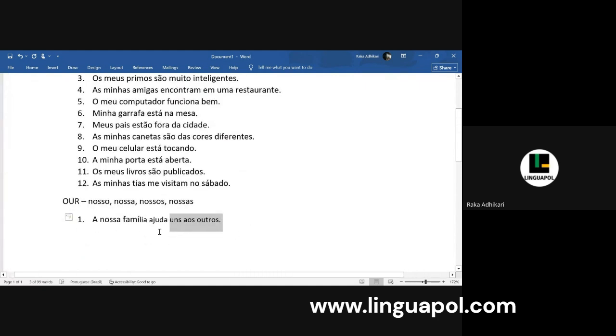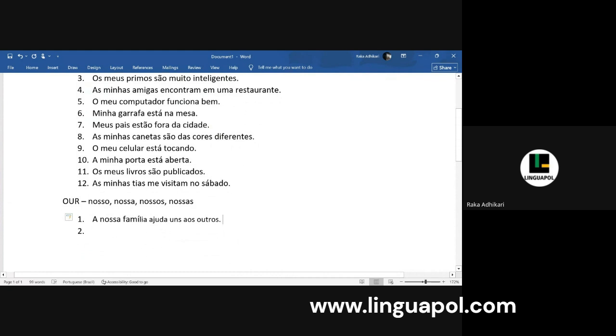A nossa família. Here the gender of the word familia is feminine. Also, it is a singular word. Familia, as a word, it is singular. It can have many members within it, but as a word, it is singular. So, we are using the possessive pronoun, which is feminine and singular. That is nossa. So, we are saying a nossa família ajuda uns aos outros.